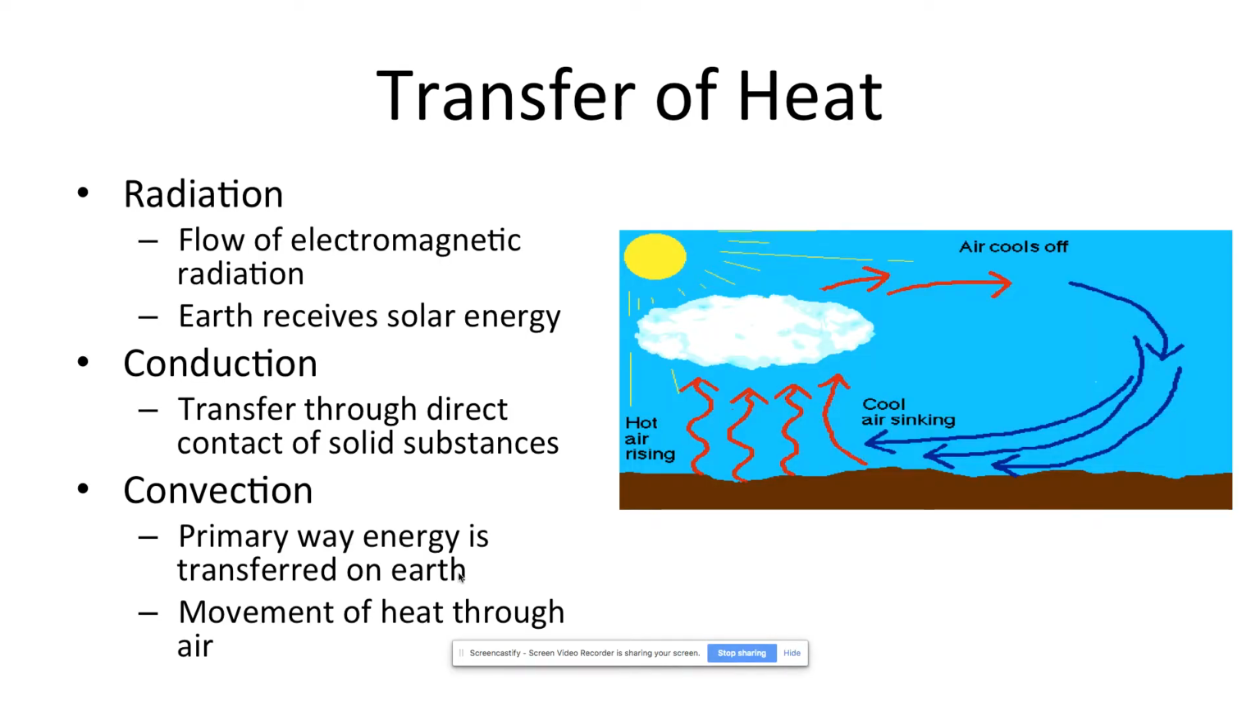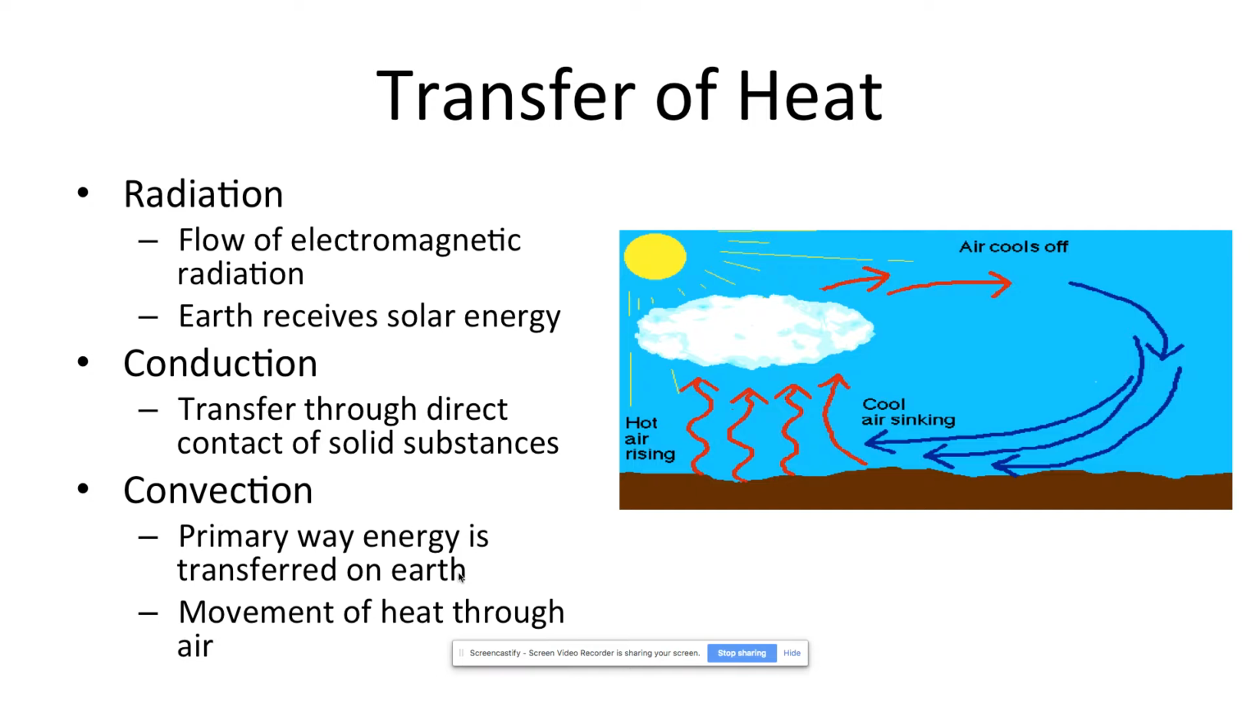So the transfer of heat in the atmosphere happens in a few different ways. The first way is through radiation, and solar radiation is how we are actually receiving all of our heat, and that's where it all starts. And then once that solar radiation comes through, we can gain heat through conduction, which is a direct.